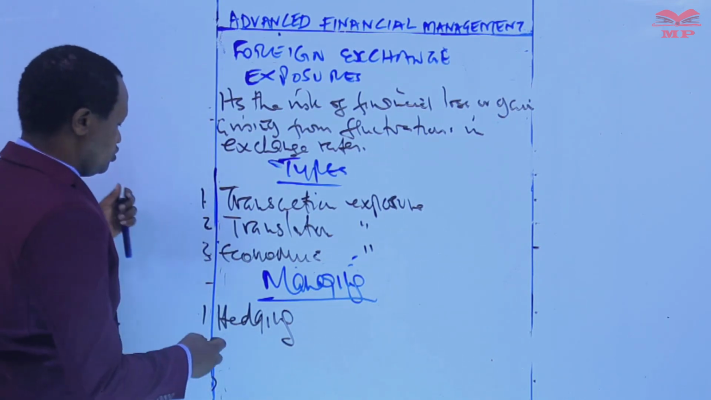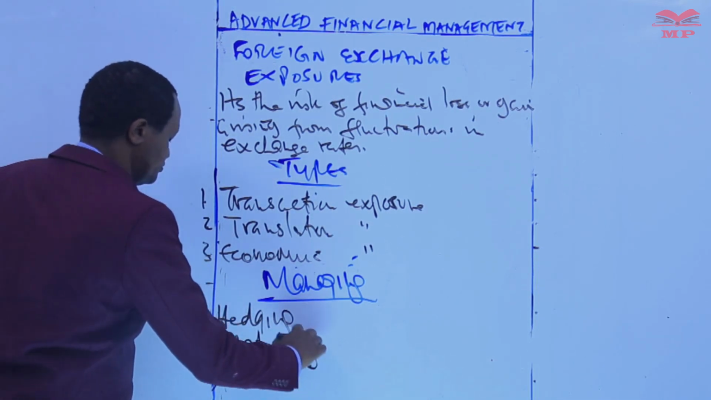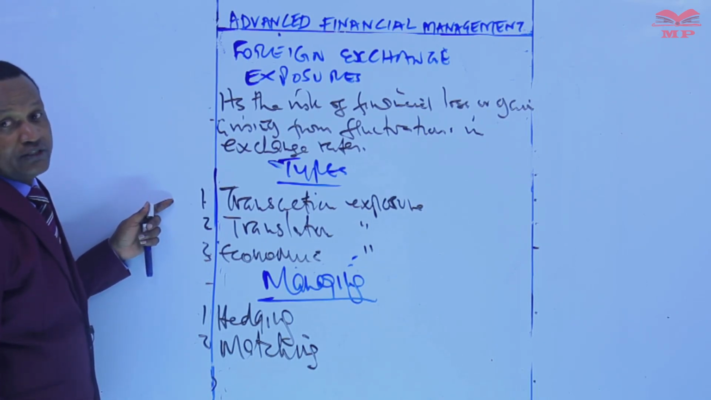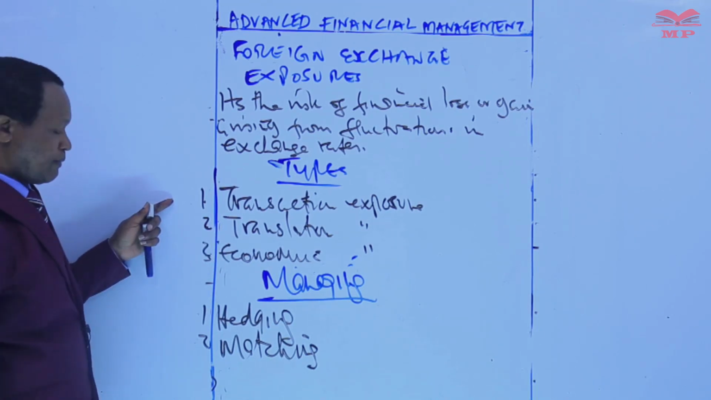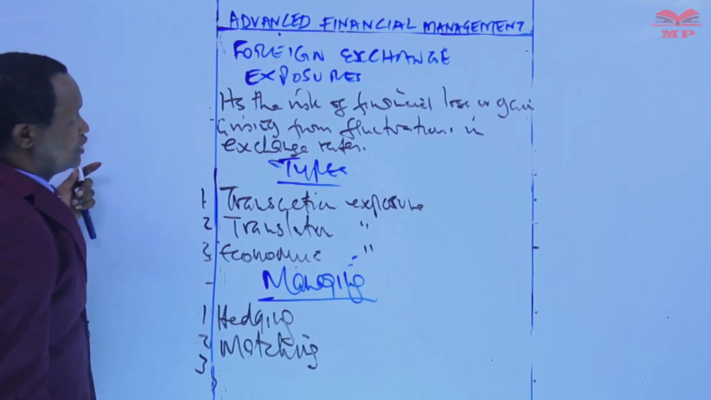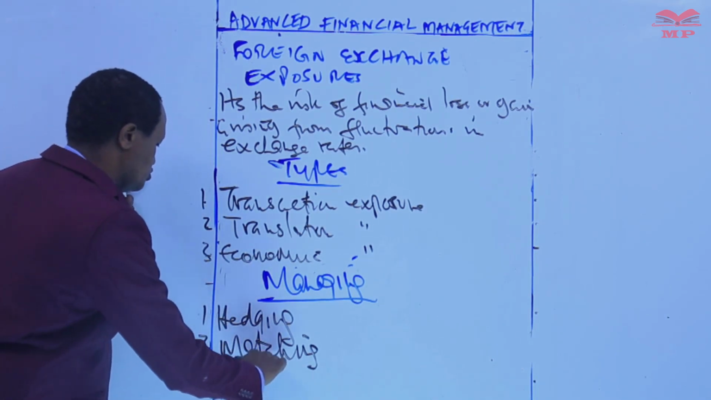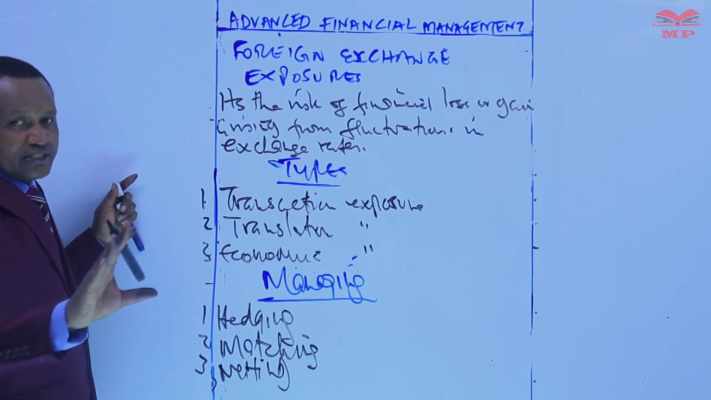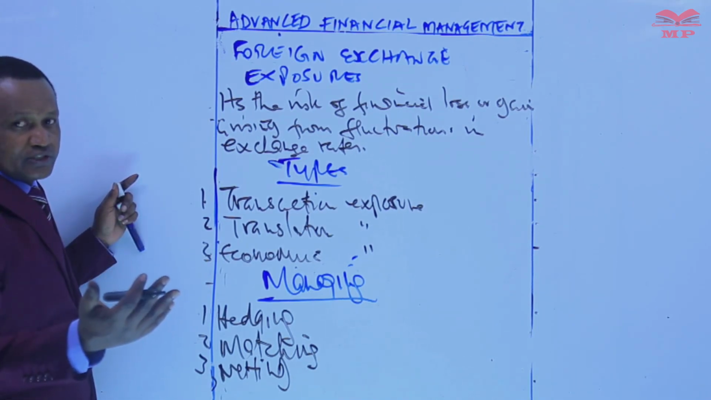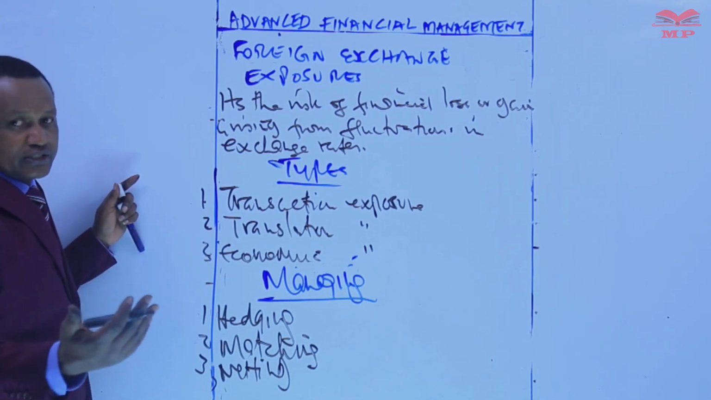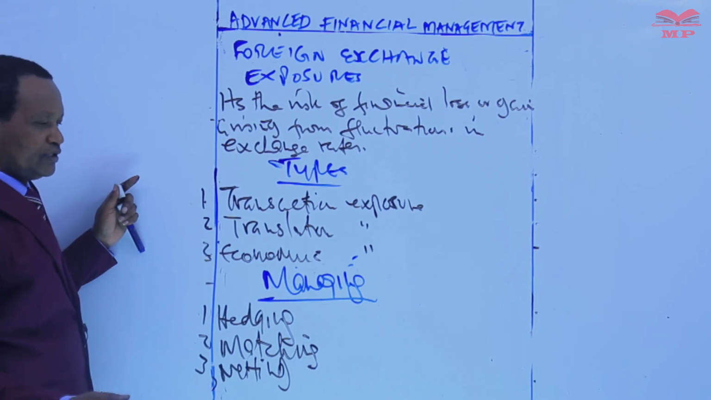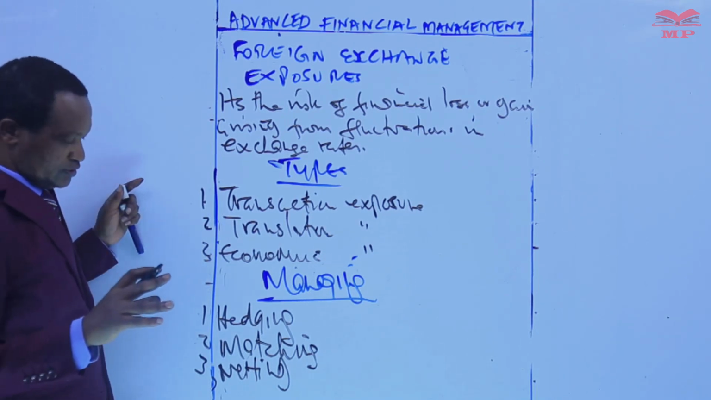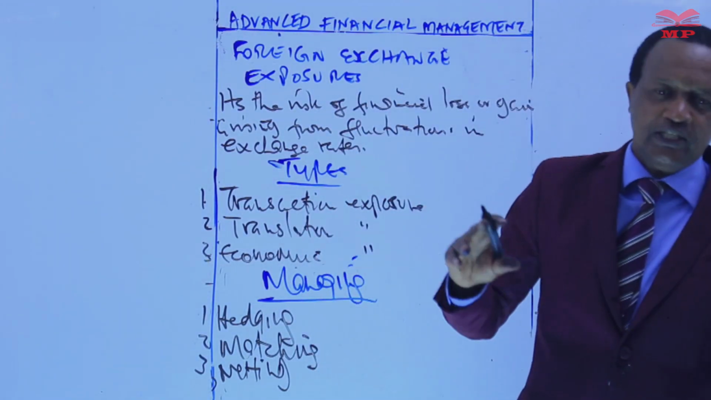Managing can also be done through matching. Matching is the process of structuring assets and liabilities in foreign currencies to balance exposure. Another way to manage foreign exchange exposure is through netting. Now, netting combines foreign currency transactions to reduce overall exposure. I think the key word there is overall exposure. Combining foreign currency transactions with the purpose of reducing overall exposure.